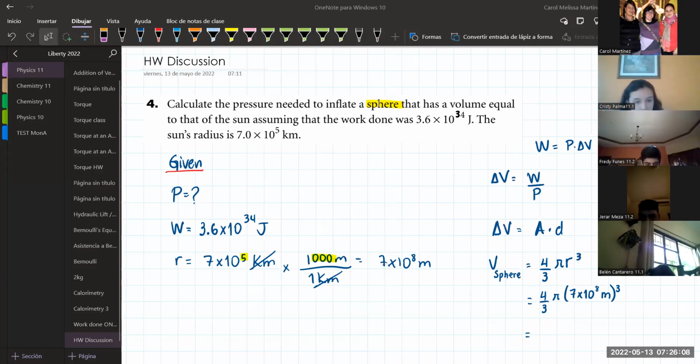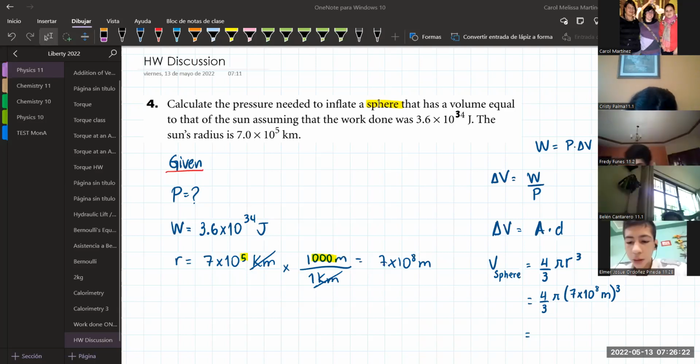And how much you got? 1.44 times 10^27. 1.44 times 10 to the 27. Yes. Meters to the third power are going to give you cubic meters.